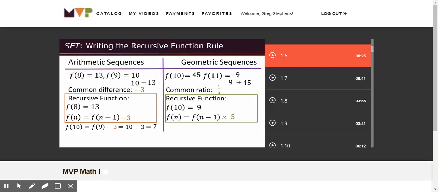The recursive rule would be f(10) = 45, and f(n) = f(n-1) divided by 5. Or you could write f(n) = f(n-1) times 1/5.